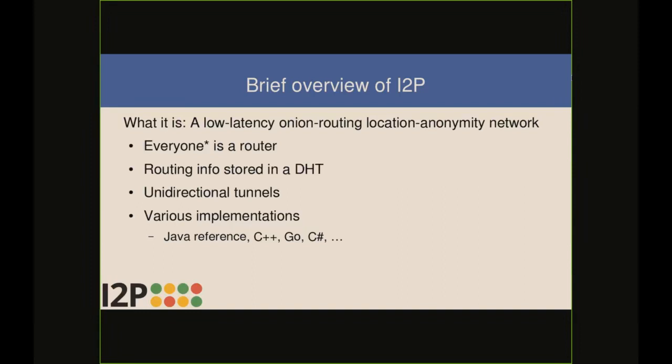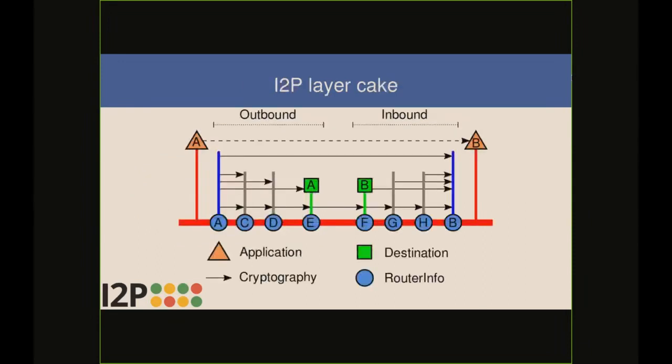The routing info is stored in a DHT and distributed by flooding, as a variant of the Kademlia DHT. Tunnels are unidirectional, which is one of the key things mentioned as a difference, and I will get into that more later. And I've got a bunch of reference implementations there. So if you think Java's ew, you can go for C++.